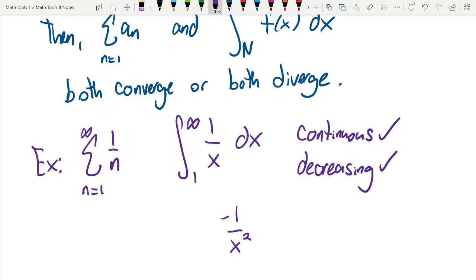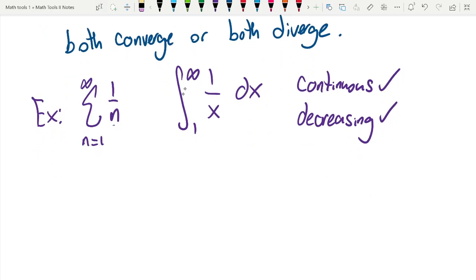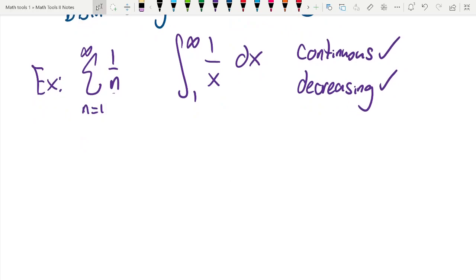And this is clearly equal to 1 over n for the integers, right? Because they're the same function, just the domains are different. This is only going over the integers. Again, this is going over all the real numbers. But at the integers, they will be the same. So if we can show that this converges or diverges, then that'll tell us whether this one converges or diverges. So let's go ahead and do that.